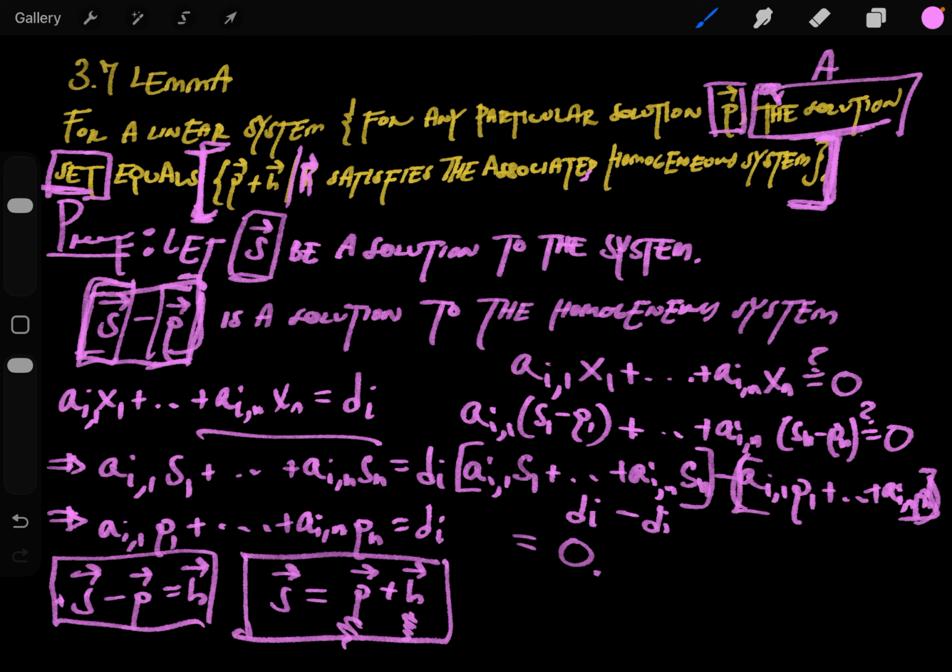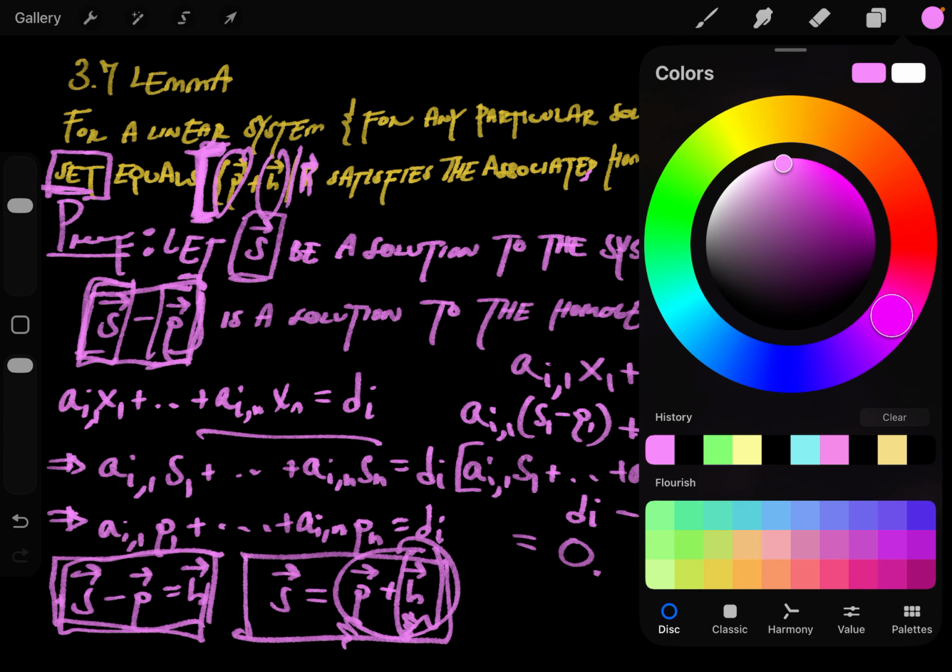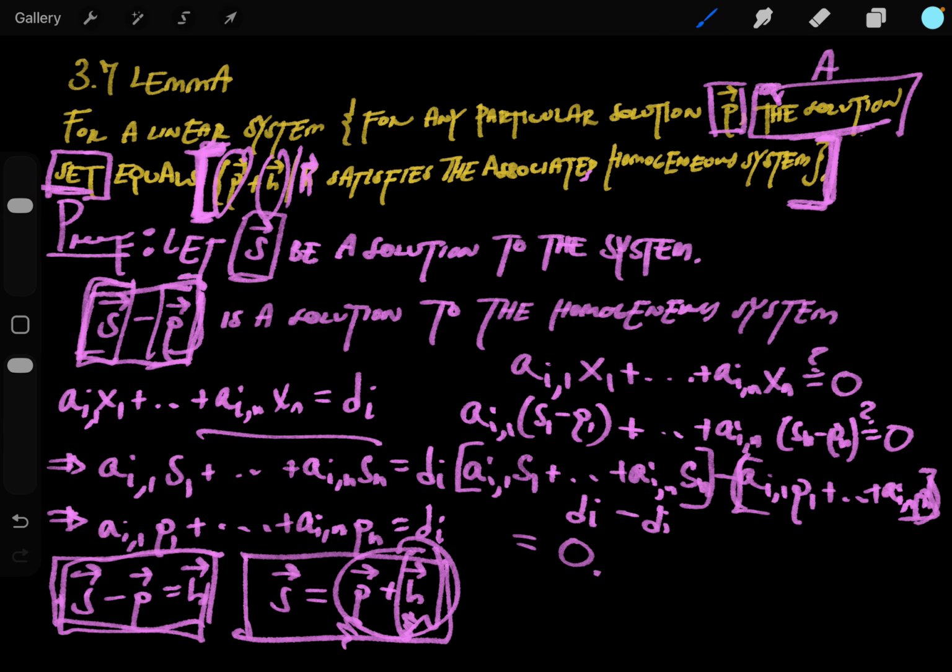Now you've got to show the other way. I took something from A and I showed that it's actually in this set. If I have something in this set, I can always write it like this, a particular solution plus a homogeneous solution, and I showed that the homogeneous part is this right here. Now I've got to show the other way around. The other way around is to say that we have a member of B.